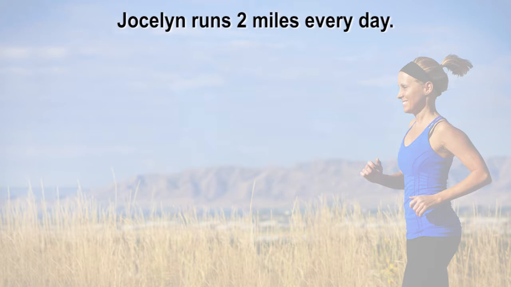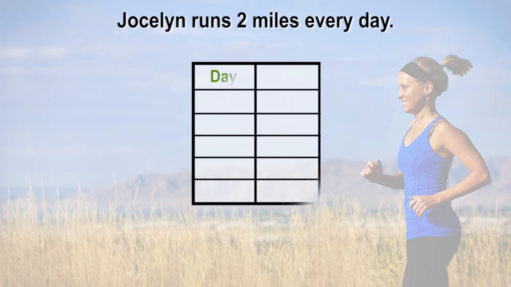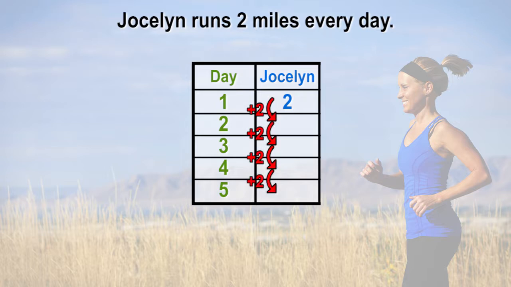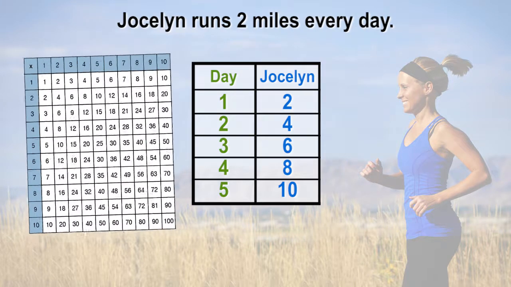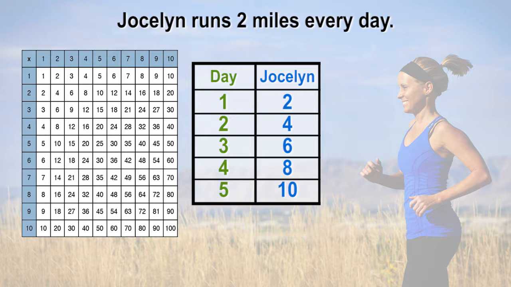Jocelyn runs 2 miles every day. If we create a table using Jocelyn's miles run every day, we can add 2 miles to each day. This is the addend, while the skip counting pattern, 2, 4, 6, 8, etc., is the cumulative number, or the running total. If we compare this table to the multiplication chart, we can see that the multiples of 1 and the multiples of 2 are in the first 2 columns on the table of data and on the multiplication chart.